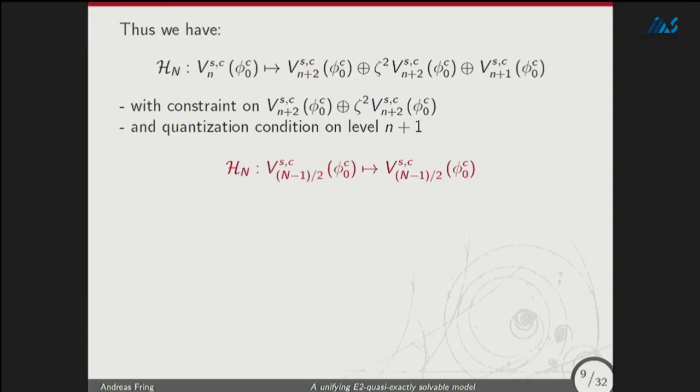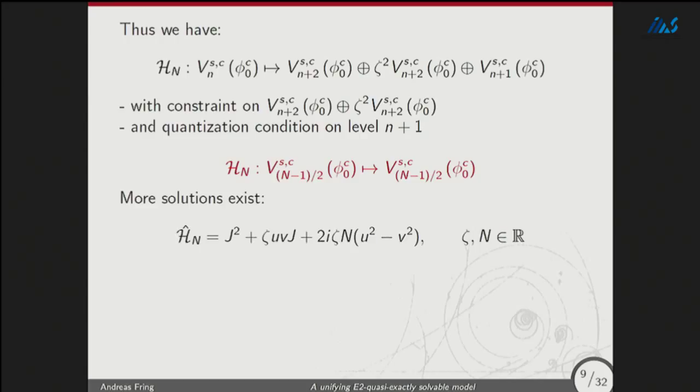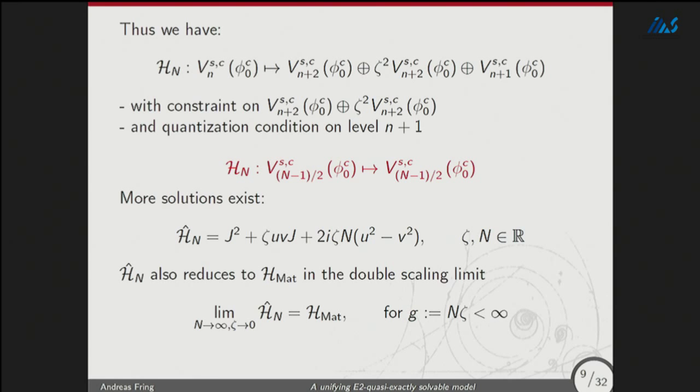And then, of course, we need to implement some quantization. And quantizations happen then at the level n plus 1. And then you end up with a structure like this. So this is n minus 1/2 goes to n minus 1/2, s goes to s, c goes to c. So this is a possible structure. There are more solutions. So if you look at this table, then this combination will also do. So I can have another possibility for a quasi-exactly solvable model, and also this model has this nice property that it reduces to the Mathieu equation. Both of these examples reduce to the Mathieu equation.